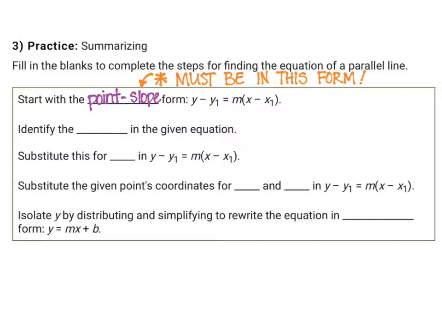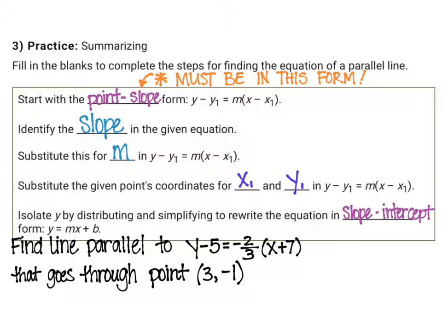So for parallel, we start with our original equation in point-slope form. We're going to identify the slope from that equation, and we're going to substitute this m in the equation: y minus y sub 1 equals m times x minus x sub 1. We substitute the given point's coordinates for x sub 1 and y sub 1. And then, just for good measure, to finish this up, we will take this and distribute and simplify so that we can get the equation in slope-intercept form.